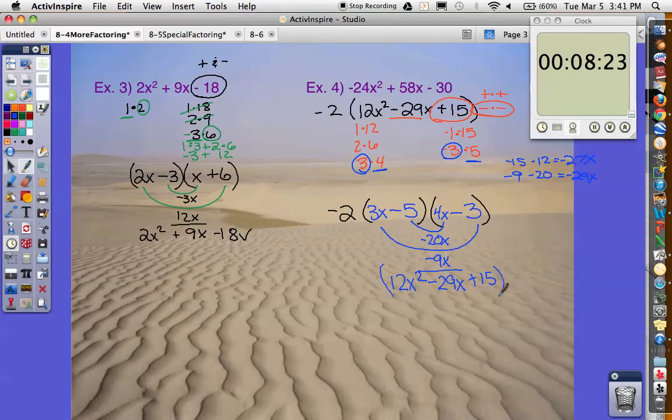Now, if you're looking at this and thinking, well, that's not what I started with, don't forget you have that negative 2 on the outside. So when you distribute that, you would have negative 24x squared plus 58x minus 30.